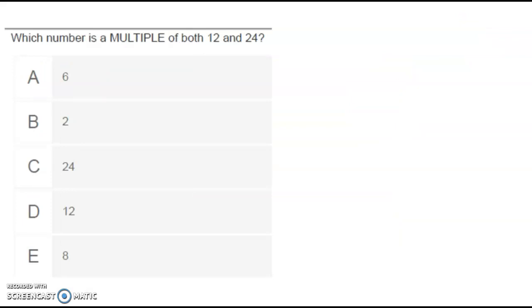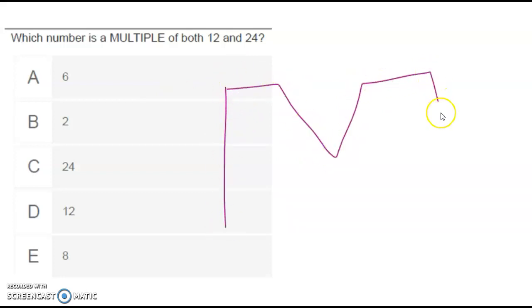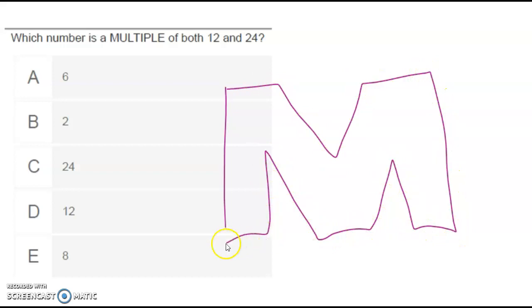So now we're going to switch gears because I see the word multiple, not factors. Multiple, I think of mountain. I think we're making it bigger. We're going to make it bigger, and this is that big M situation. So let's think of numbers that multiply, or we have to make 12 and 24 bigger. Okay. I know that 12 times 1 is 12, 12 times 2 is 24, 36, 48. And then 24 times 1 is 24.